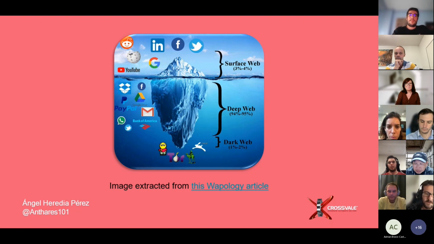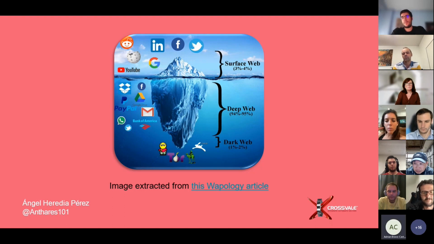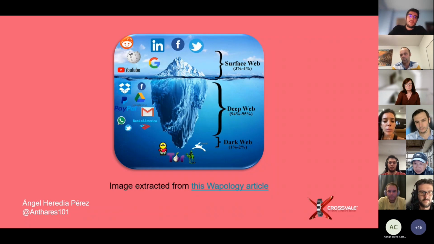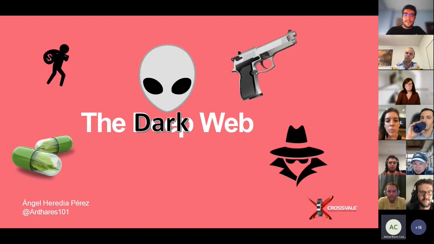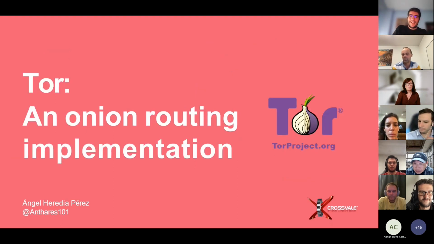And you could say, well, what about the dark web that is at the bottom? All the alien stuff is there, right? Well, yeah, there are a lot of shadowy things in what is called the dark web. But in reality, when people talk about the dark web, they are referring to the Tor network. And that is what we are going to talk about. Actually, the original title of the talk is this, but the deep web sounds better.